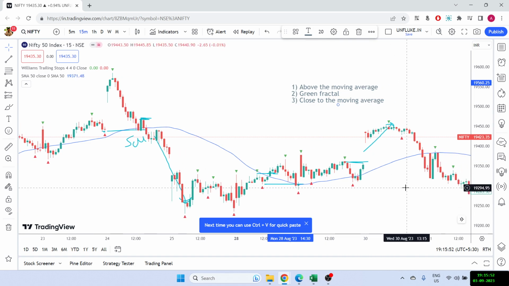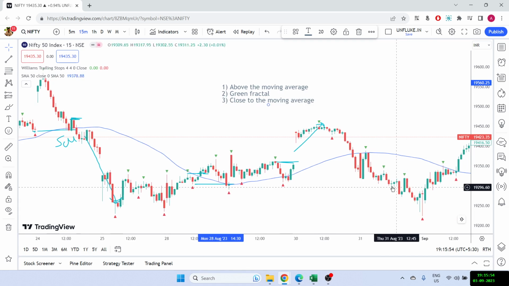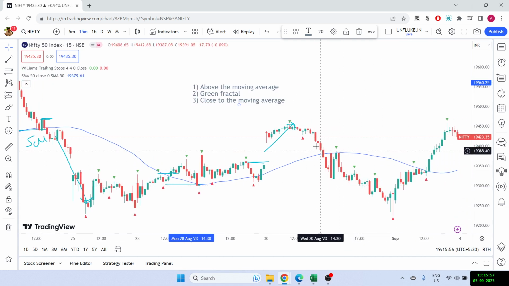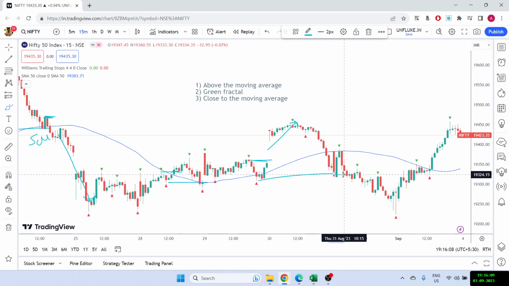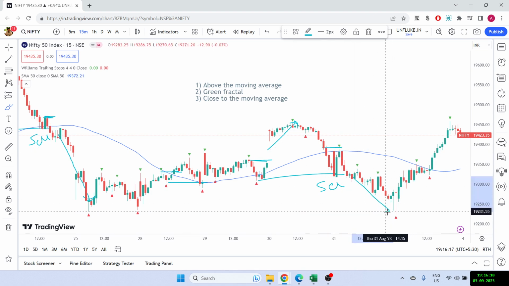So let's see if we get a few more examples here. Again, if you notice, we will not take a sell trade here because it is still above the moving average. This is where I can get an entry. So I get an entry somewhere here, a selling trade. I will put the stop loss at the previous swing, which is somewhere here. And again, you can see an easy 1:2 trade.